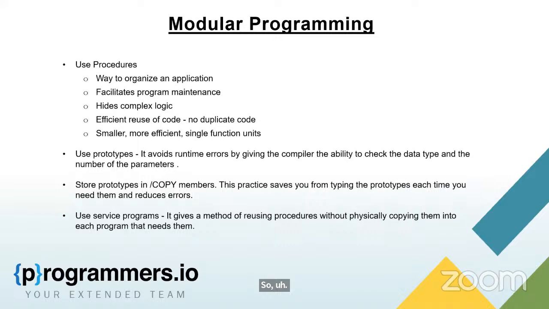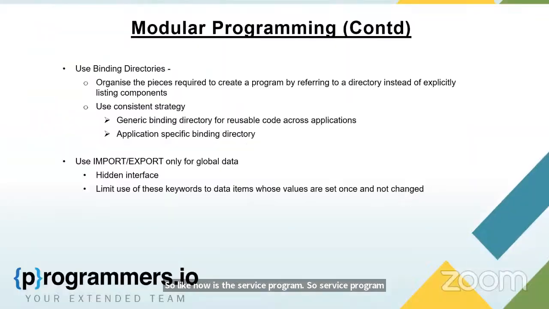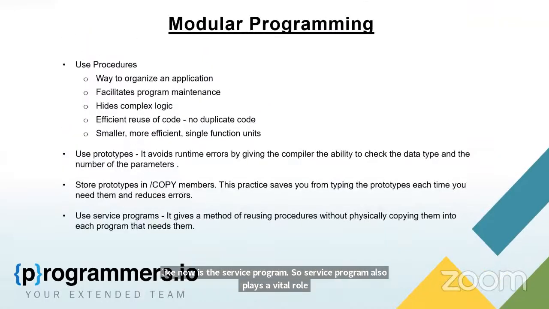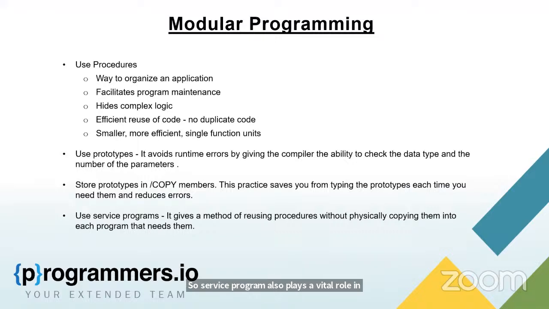Now is the service program. The service program also plays a vital role in this process because it allows multiple programs to access the same procedures without having duplicate code. For example, if you have a set of common business procedures, you can place them inside a service program. This way, any program that needs to use that logic can simply bind that service program to that program, making our development faster and reducing errors.